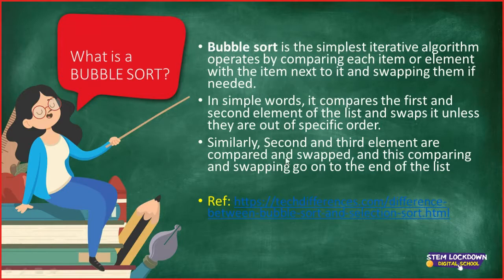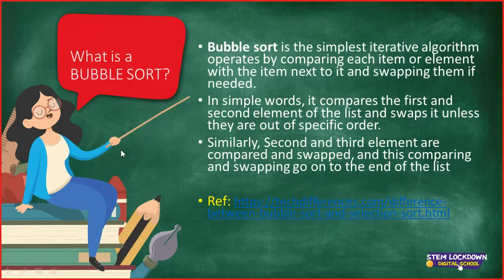Similarly, once it has done comparing the first and second value, it will go and compare the second and third value. Once it has done with the second and third value, it will go and compare the third and fourth value. So it's always comparing values that are next to each other. It says over here, the second and third elements are compared and swapped, and this comparing and swapping goes on until the end of the list. So let's go ahead and see how this looks.